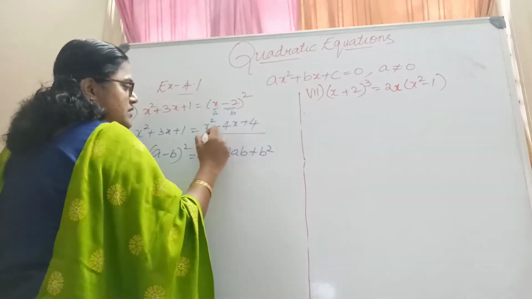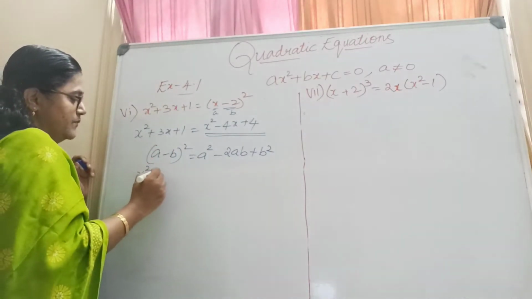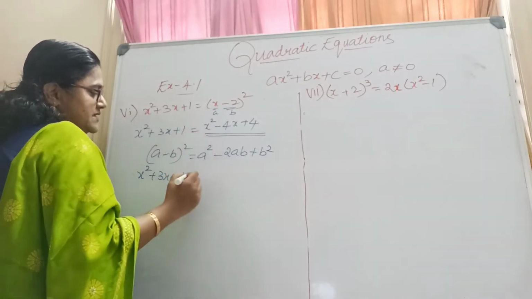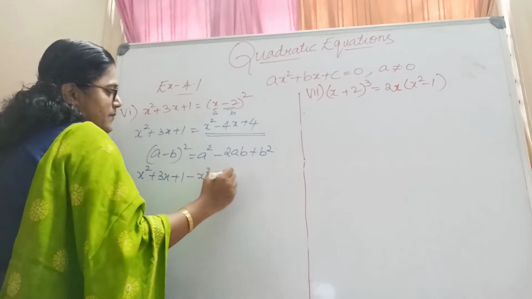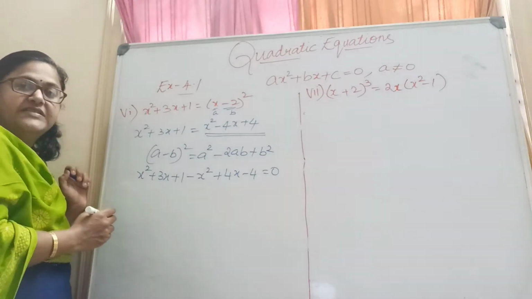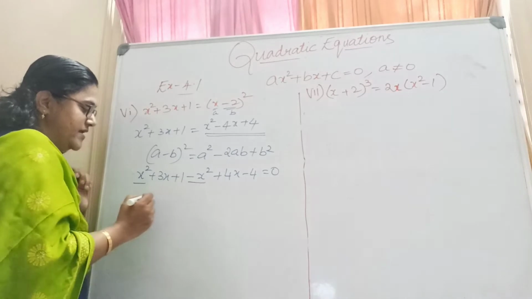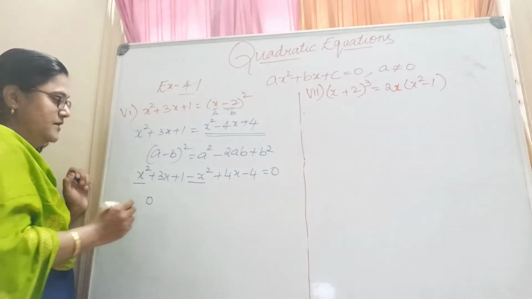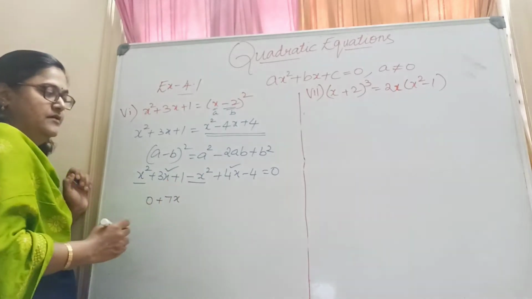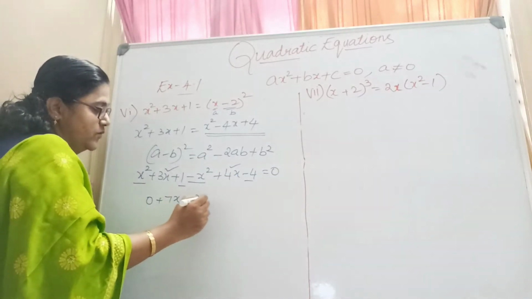Now I'll transpose all this. I'll bring all this to the left hand side. Okay. So x square plus 3x plus 1. When I bring this to the left hand side, the sign will change. So minus x square plus 4x minus 4 is equal to 0. Now we'll simplify by identifying the like terms. X square minus x square is 0. Right. 3x plus 4x is 7x. 1 minus 4, it is minus 3 is equal to 0.